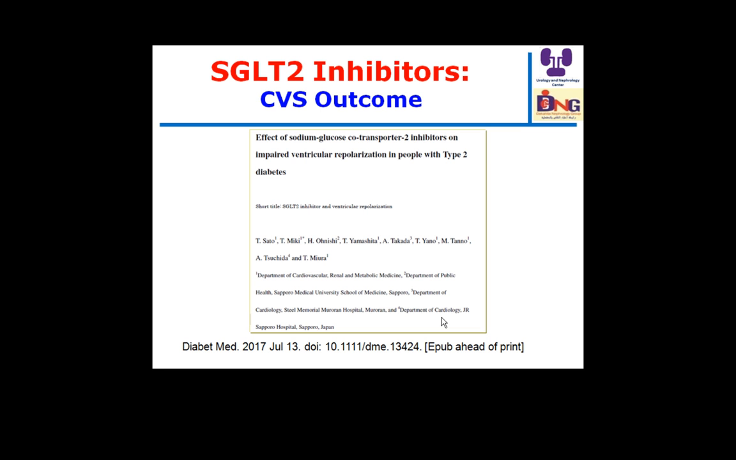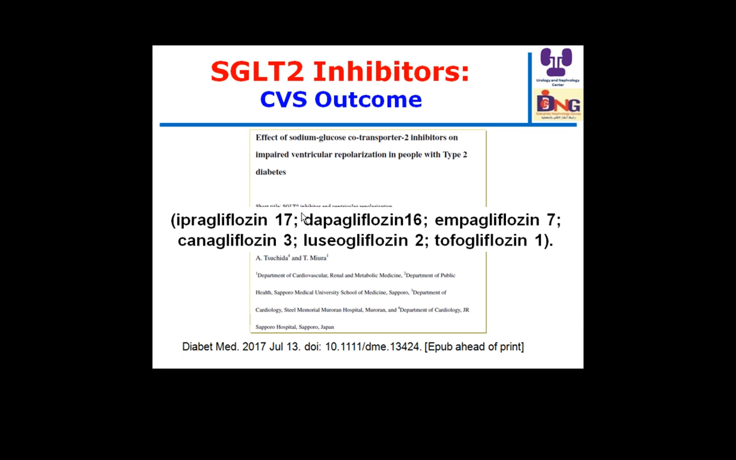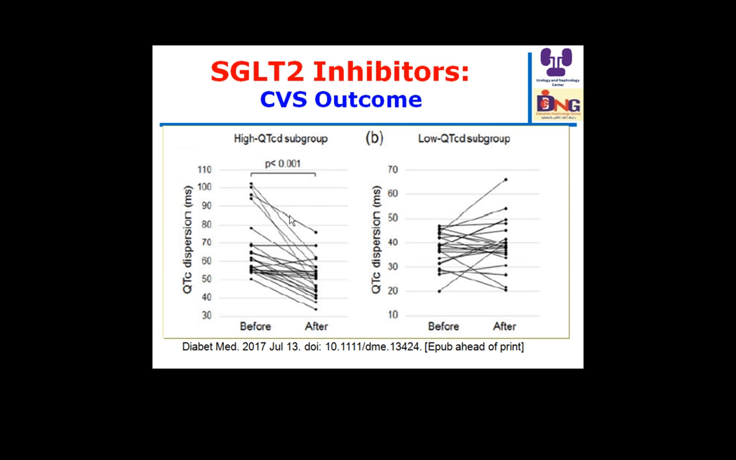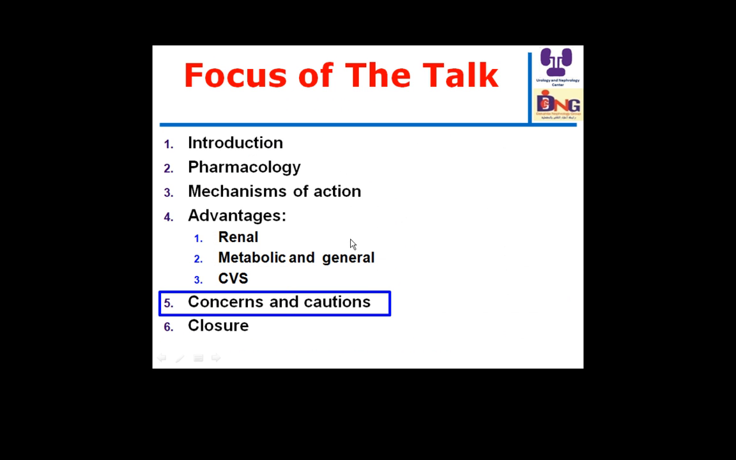Regarding ventricular arrhythmias and ventricular repolarization, this study included this number of patients: 17 for EMPA, 16 DAPA, 7 EMPA, 3 CANA, and others. The most important point is that the use of sodium glucose cotransporter 2 inhibitors improves the abnormality within the QT interval and QT syndrome. So prolonged QT syndromes are ameliorated and improved by the use of sodium glucose cotransporter 2 inhibitors. So this may be a rationale behind their use.